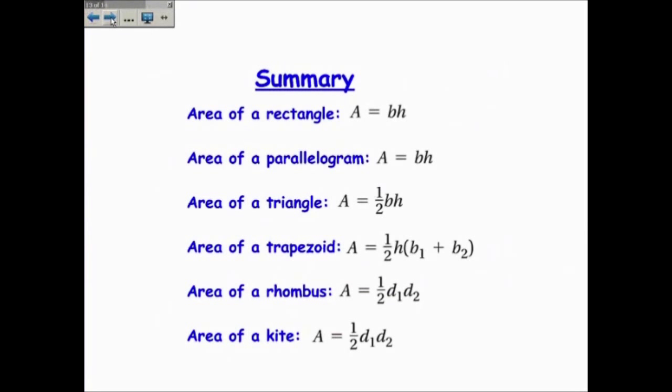In summary, the area of a rectangle is base times height. The area of a parallelogram is also base times height. The area of a triangle is 1/2 the base times the height. The area of a trapezoid is 1/2 the height times the sum of the bases, or the way I think of it, the average of the bases times the height. The area of a rhombus is 1/2 the diagonals multiplied together, and the area of the kite is also 1/2 the diagonals multiplied together.